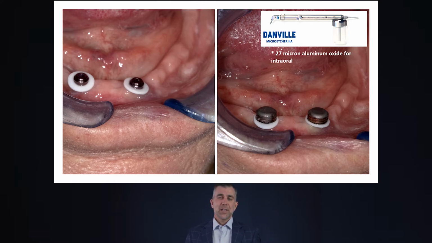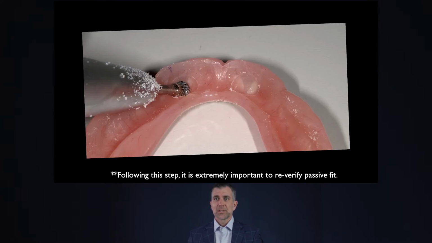I utilize a Danville microetcher, and so I don't really care that they're anodized, although they are. I think that's great. I want more micro retention, so I'll use a Danville microetcher, and I will go ahead and microetch these to increase the amount of retention available for these attachments to be processed.